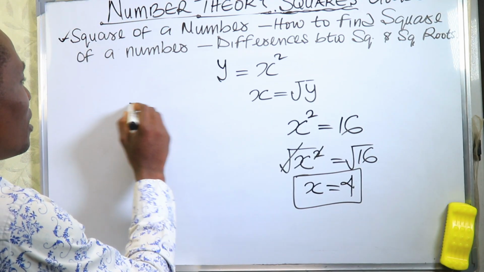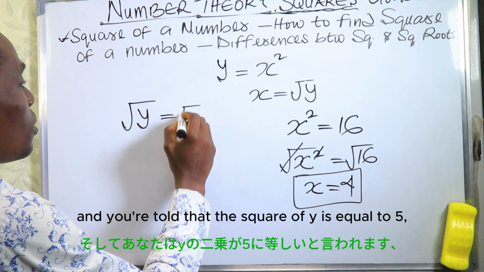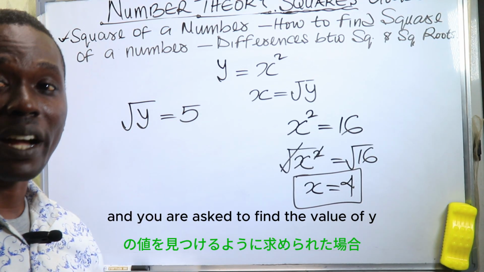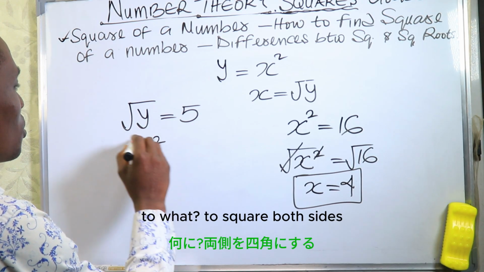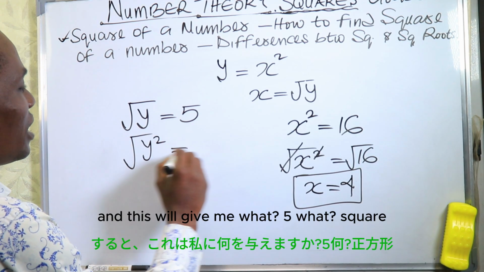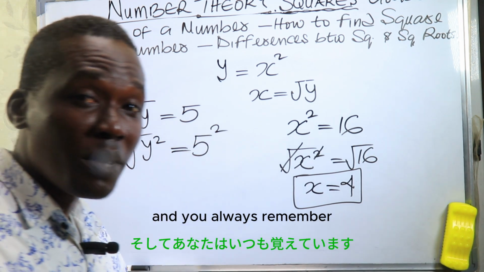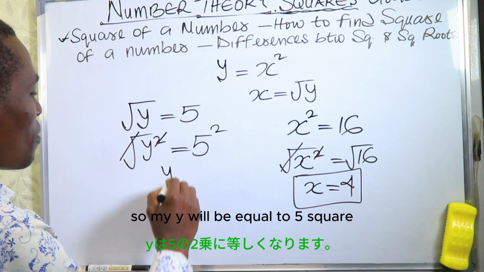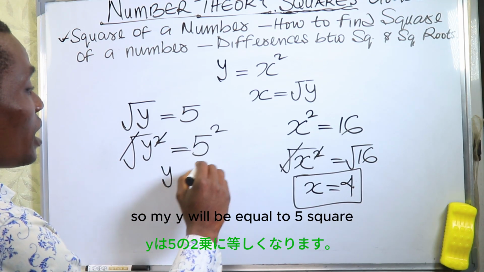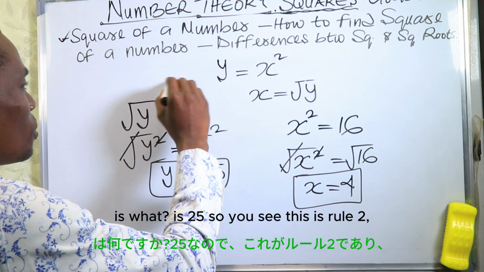Now, let me tell you this. If you are given the square root of y and you are told that the square root of y is equal to 5 and you are asked to find the value of y, what do I need to do? I have to square both sides. And this will give me 5 squared. You always remember that the square will always cancel the square root. So my y will be equal to 5 squared, which is 25. So you see, this is rule 2.